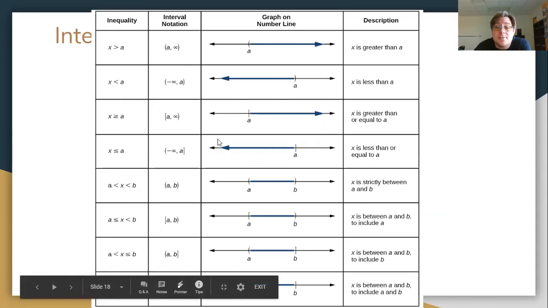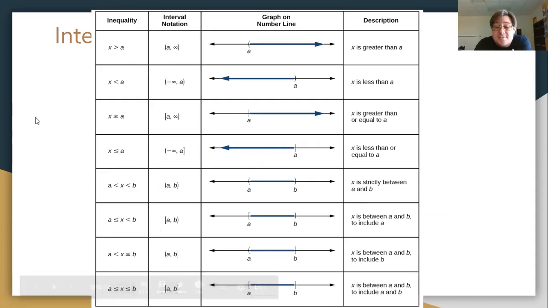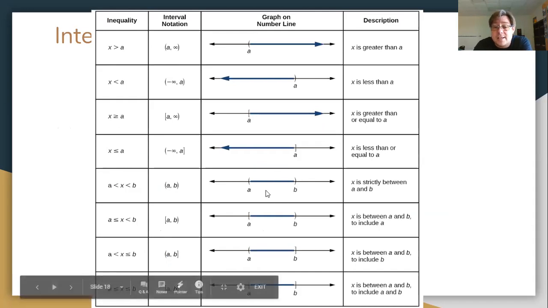Okay, so interval notation. You guys have done some of this before. I don't know how much of it. You've definitely done inequalities before. I don't know how much work you did with interval notation itself, so let's look at a couple examples.